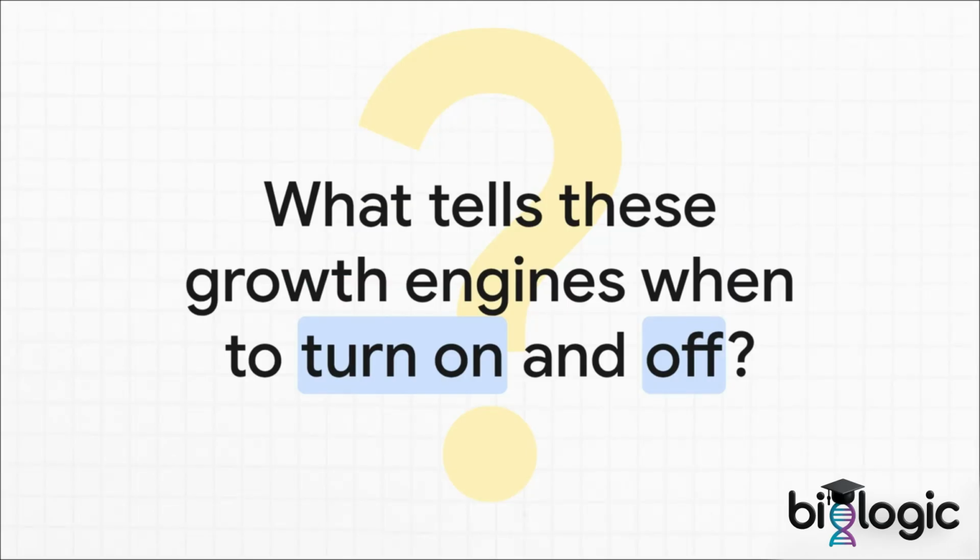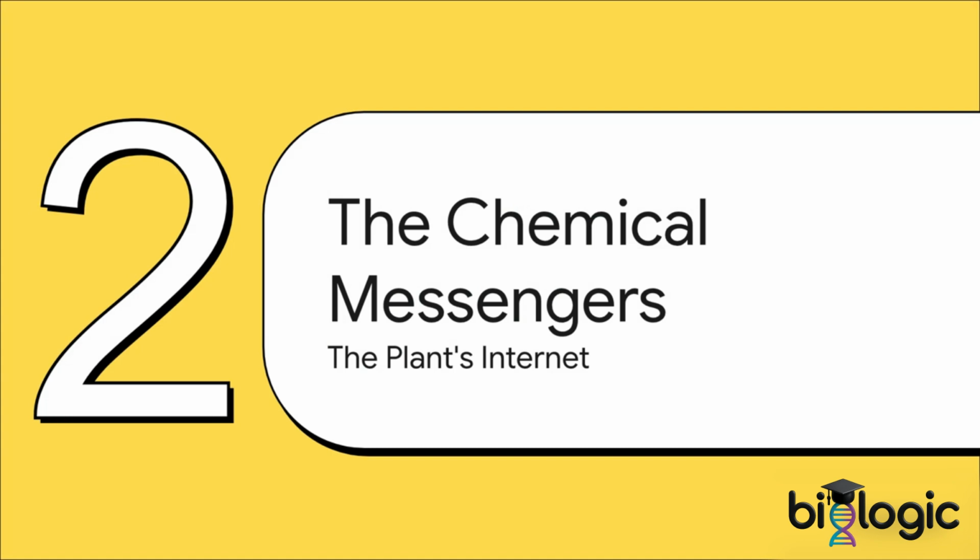Okay, so this brings up a huge question. We've seen the hardware, right? The meristems that are always building. But what about the software? What's the code that's telling these engines when to hit the gas, when to hit the brakes, or when to build something totally new? Well, the answer is just incredible.